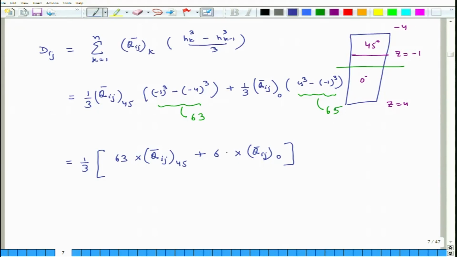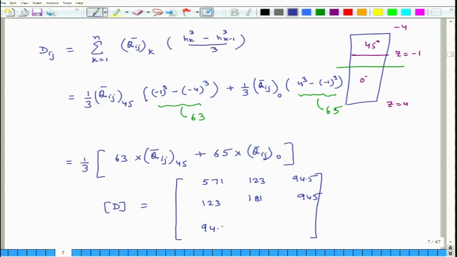For each element you can input the values of Qij bar and you end up getting the D matrix, and the D matrix, if you do the computations correctly, works out to be something like this: 571, 123, 94.5, 181, 94.5, 123, 94.5, 94.5 and 123.